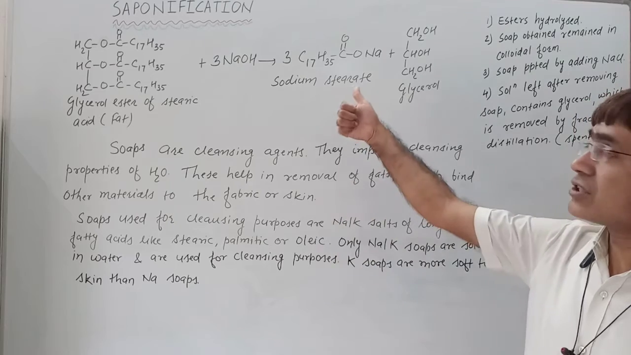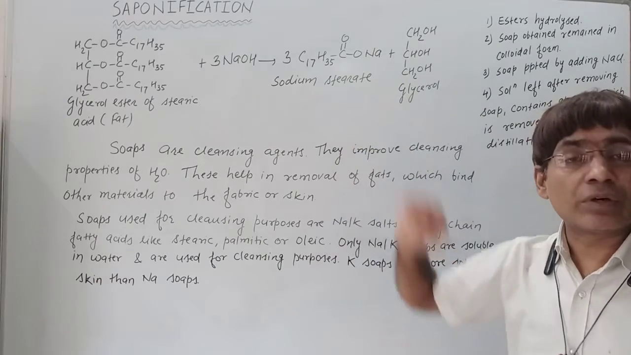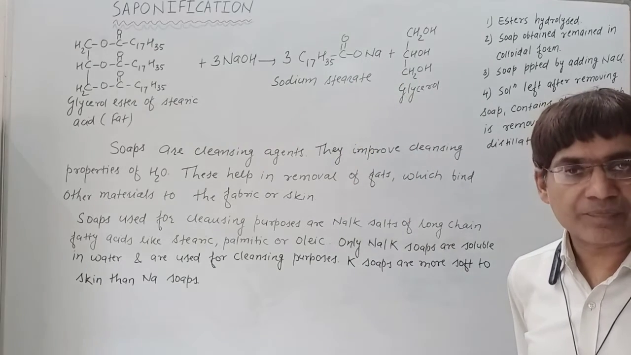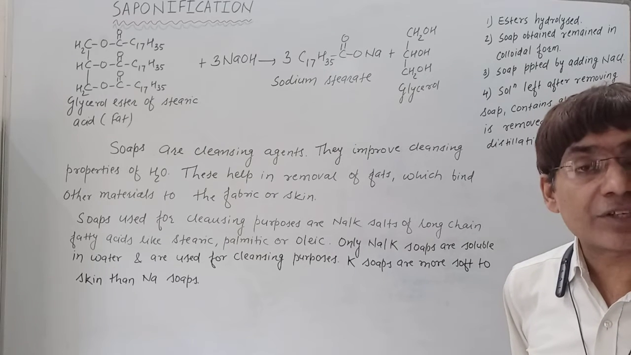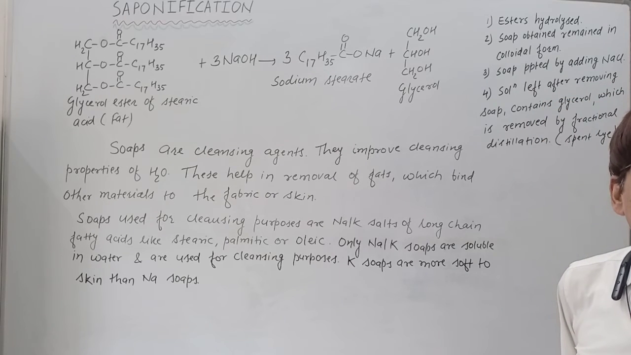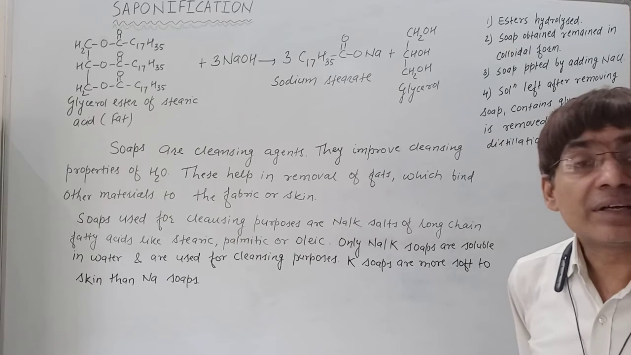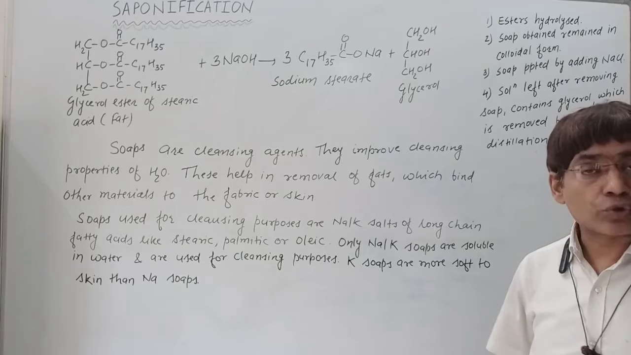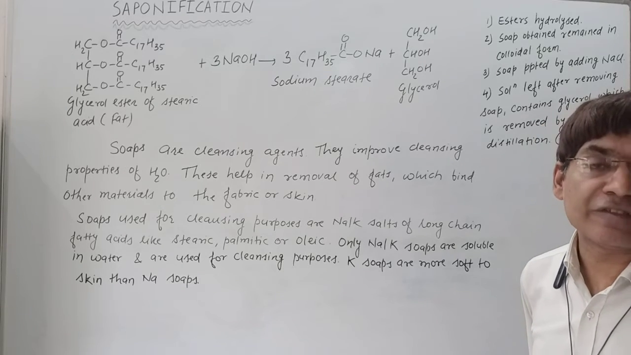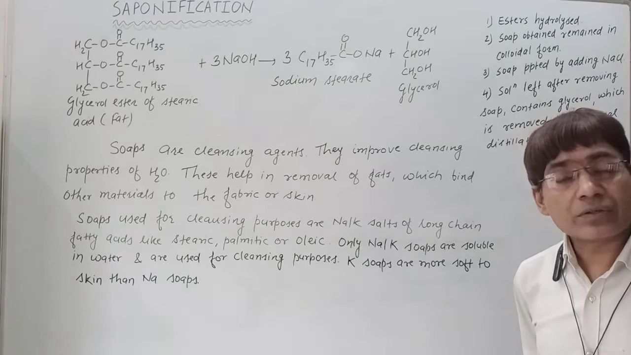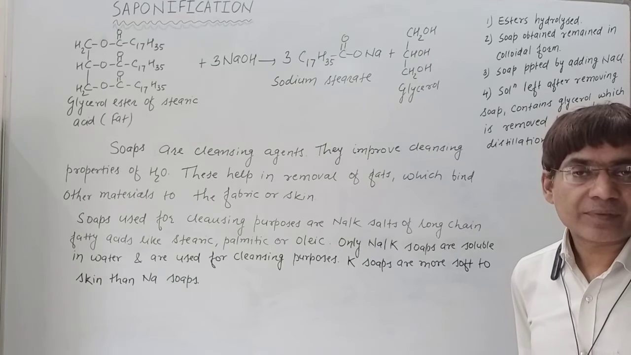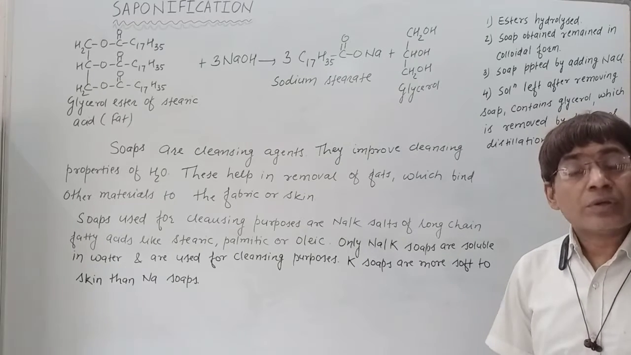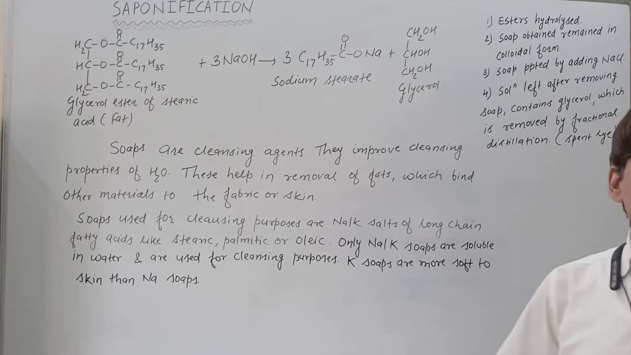So this reaction is giving us soap, and hence it is a saponification reaction. Saponification reaction chemically is the alkaline hydrolysis of triglycerides, which gives us glycerol along with the sodium or potassium salt of long chain fatty acids, which are soaps. Is it clear? Now the second point related to saponification reaction is what?